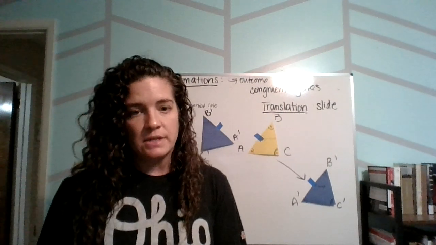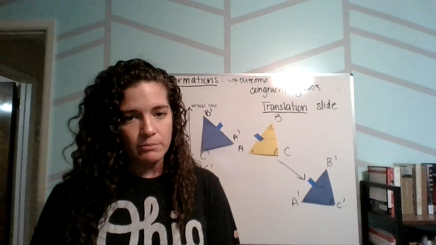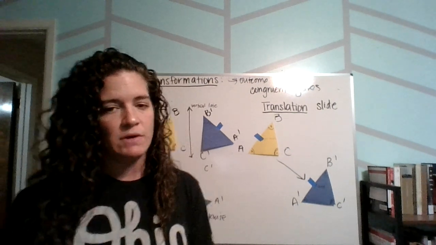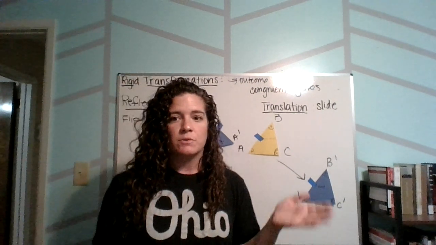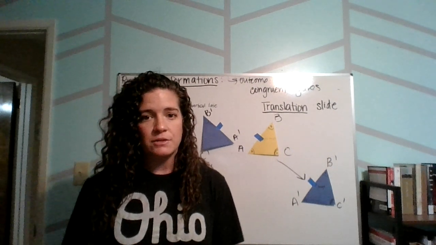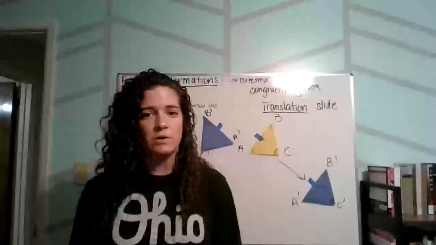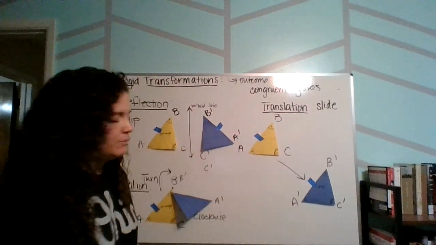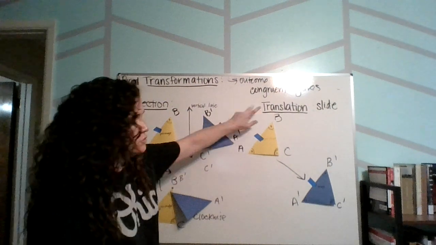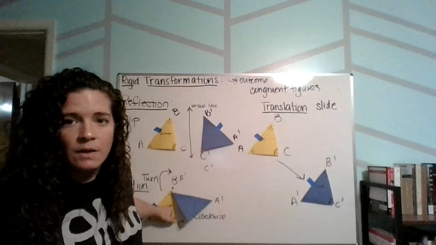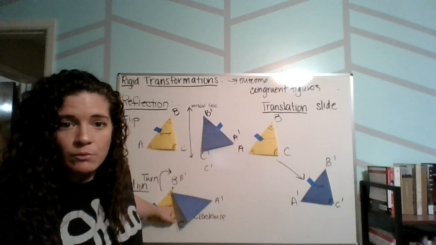So congruent, same size, same shape. So angle measures, if it started out a 30, 60, 90 triangle, it stays a 30, 60, 90 triangle. If all of the sides were 3, 4, 5, then those sides stay 3, 4, 5. Nothing changes at all, just where it was on the paper or your grid, wherever it was. So reflection, translation, and rotation. That's the thing that we're going to work on for your daily work for today.